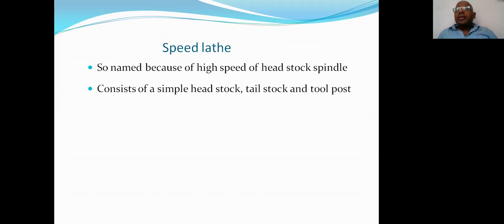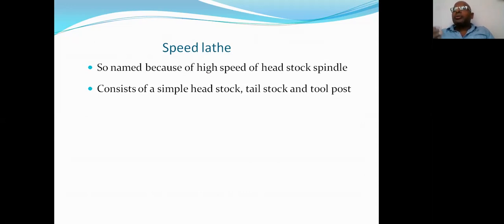Consists of simple headstock, tailstock and tool. Just now we discussed, this particular speed lathe should not require a large number of mechanisms, because in this machine the operations carried out are very simple. So there is no need for a feed mechanism or an automatic lead screw mechanism. Only a headstock, to which the job is mounted, and a tailstock are required. What is the purpose of the tailstock?